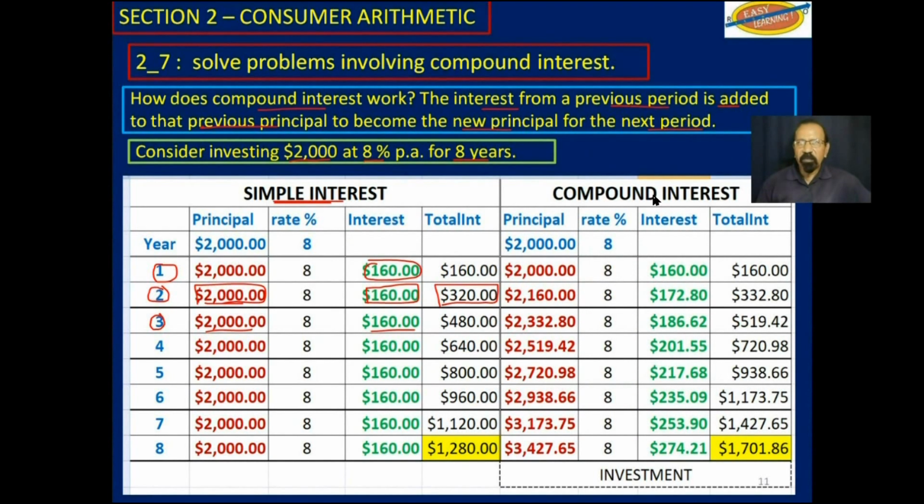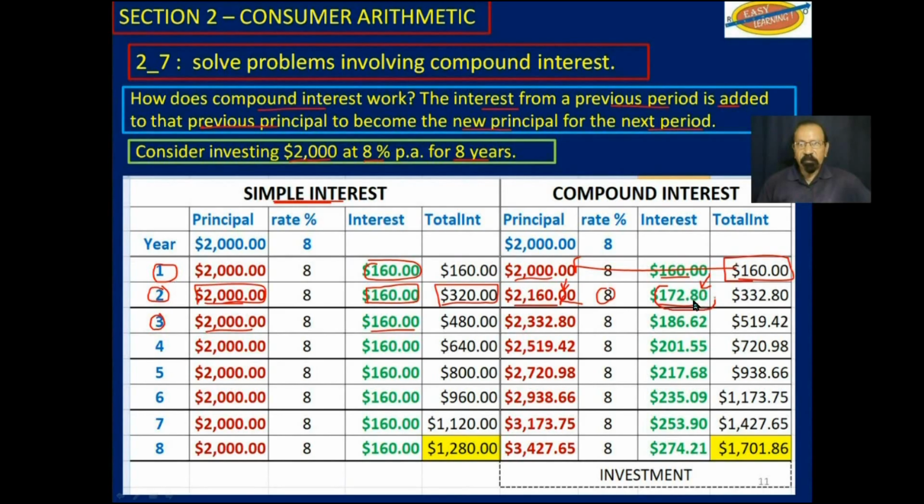Now, for compound interest, things operate slightly differently. At the end of the first year, you do get $160. But instead of that $160 just being there, nobody's using it, that $160 is added to this original principal. And for the second year, you now have a new principal, which is $2,160. So now the interest, 8%, is calculated on this new principal, and you get $172.80 for interest for the second year.